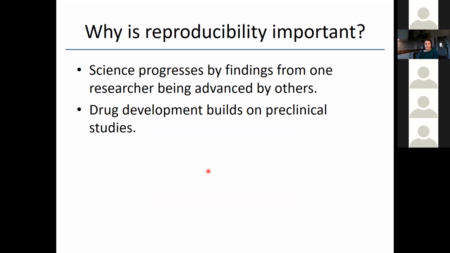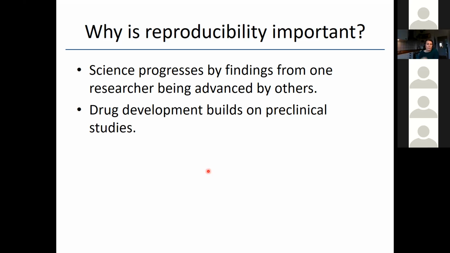So why is reproducibility so important? Well, science progresses by findings from one researcher being advanced by another. And that's what I think is so cool with the research field, that a group in the USA can have a finding, and I can build on that in Sweden, and then my finding can be the foundation for somebody else. But then we're depending on that what people are publishing is correct.